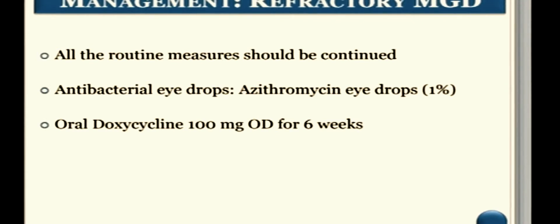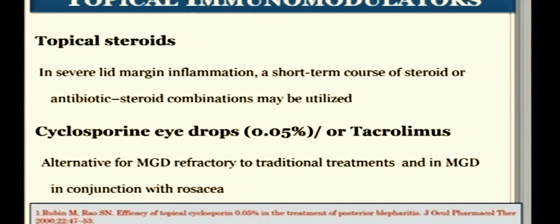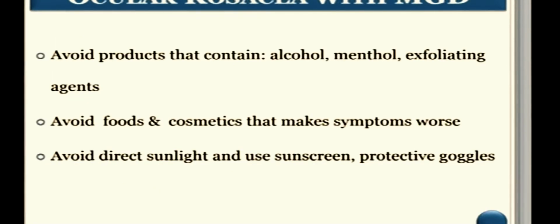You start oral doxycycline. Now, there are a couple of studies which have compared the various dosages of oral doxycycline. The earlier established dosage was 100 milligram twice a day for a week, followed by 100 milligram once a day for 6 weeks. There was a major study which compared this dosage with 100 milligram once a day from the very beginning, and they found that the result was comparable. So these days, people are preferring 100 milligram once a day oral doxycycline for 6 weeks. And of course, there are certain topical immunomodulators which are very useful, like topical steroids and topical cyclosporins, which help a lot in managing these cases.